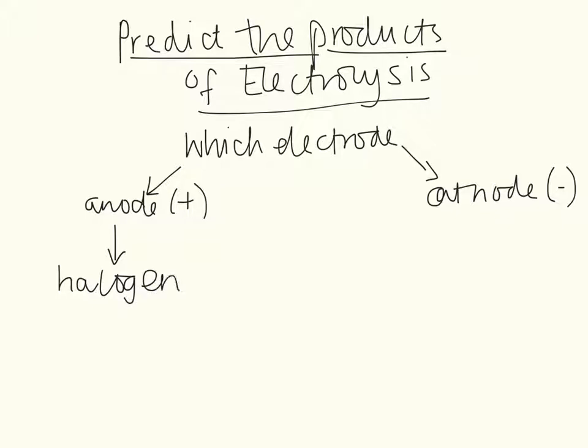Now lots of you might be thinking, what's a halogen? And a halogen is anything in group 7 in the periodic table. So we're talking about chloride ions, fluoride ions and bromide ions. And remember, these will all be attracted to the anode because they've got a negative charge. So if you've got a halogen present and you say yes to that question, then this will form. This will be your product.